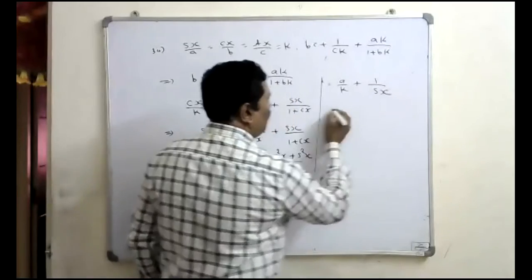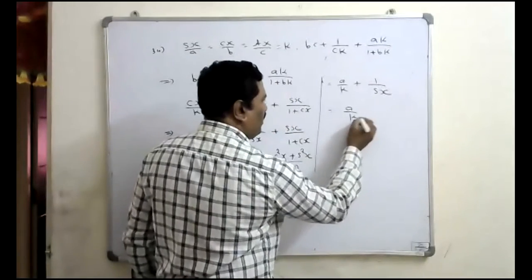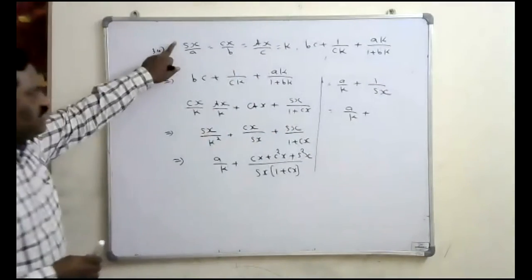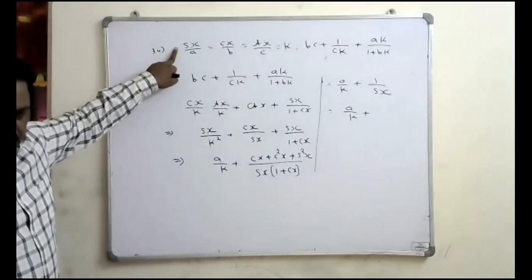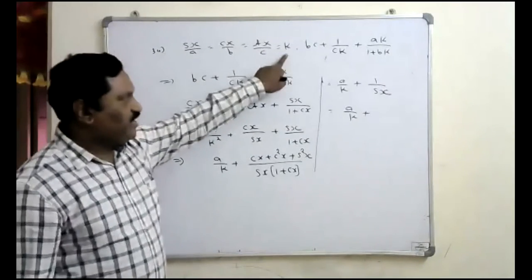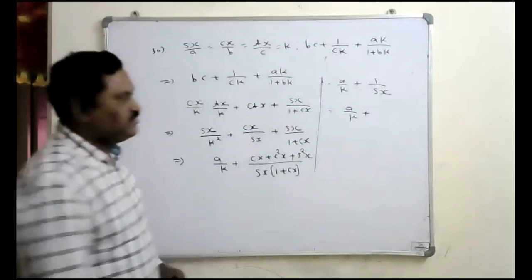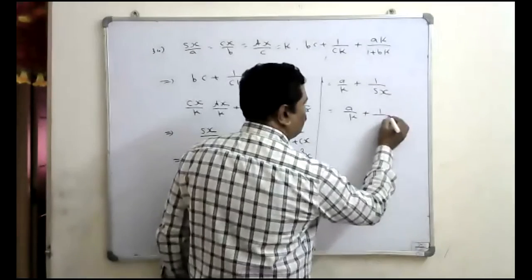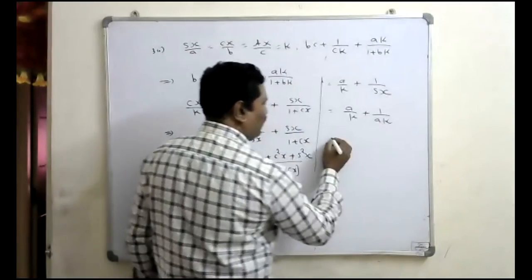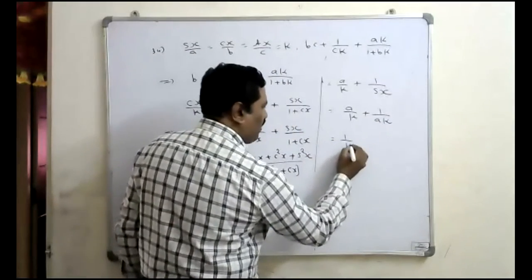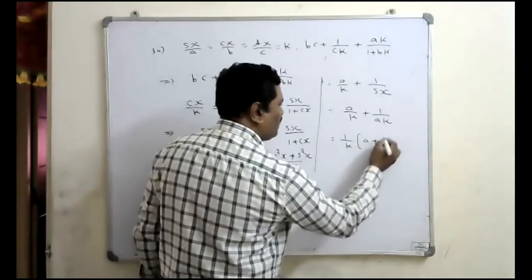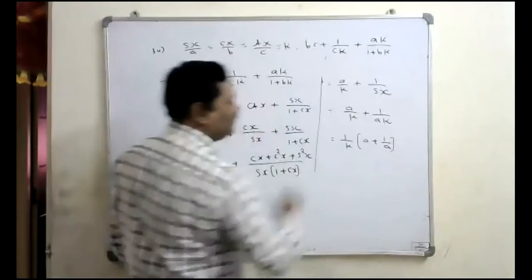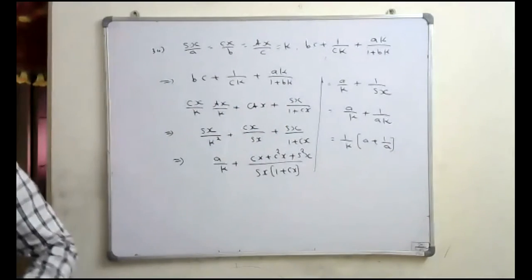So this is a by k plus 1 by sin x. From this, sin x is equal to ak. Then what is 1 by sin x? 1 by ak. So from these two, I can take 1 by k common. Remaining is a plus 1 by a. So this is 1 by k times a plus 1 by a.